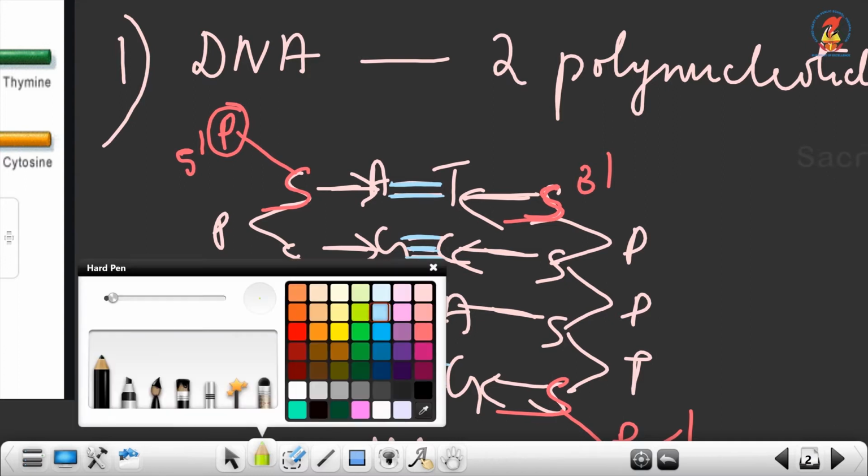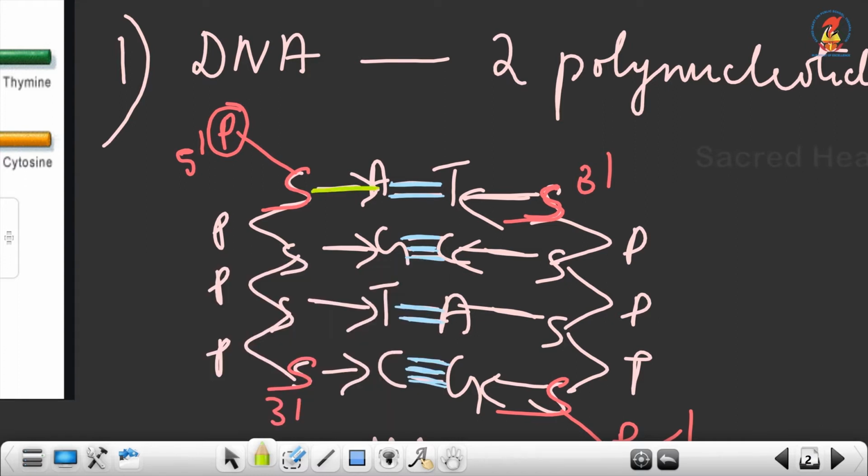The bond between the base and the sugar is called N-glycosidic linkage.